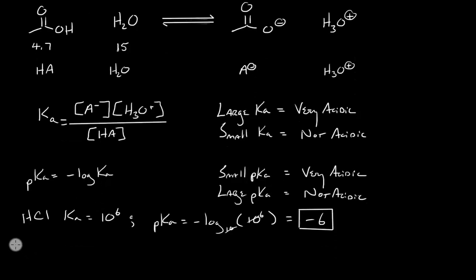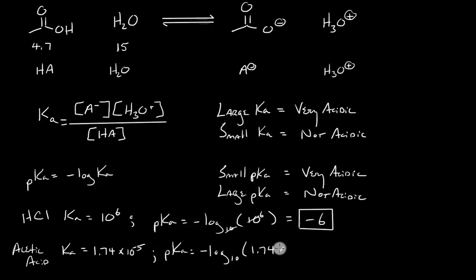So acetic acid, if you look in the literature, its Ka, or equilibrium constant, is 1.74 times 10 to the -5. Okay, so then its pKa is going to be equal to negative log base 10 of 1.74 times 10 to the -5. And then if you actually do the math on your calculator, you'll find the pKa is 4.7.